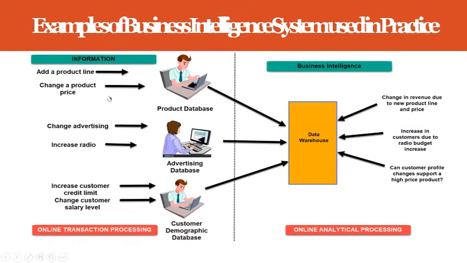So correspondingly, in the business intelligence system, the query that would be executed for the product subject area could be the addition of the new product line or change in the product price to increase revenues. Then in an advertising database of OLTP, the query that can be executed, we have change in advertisement option. So we can change the advertisement option, and of course, we can also increase the radio budget. So that's going to the data warehouse.